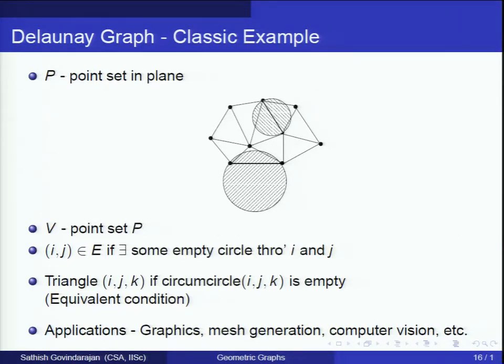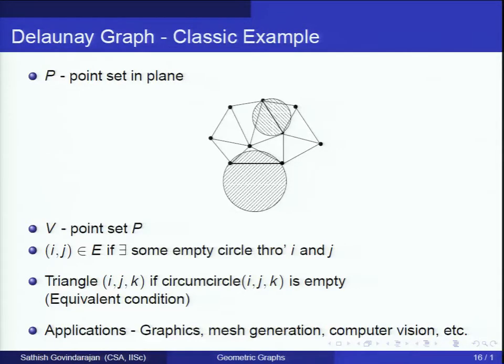There is a very classical and important graph called the Delaunay graph, or Delaunay triangulation. I'm going to use this as an example of a proximity graph. What is this graph? You are given a set of n points, let's say, and the vertices of the graph are nothing but the points. I will put an edge between 2 points if I can find some circle passing through these 2 points that does not contain any other point in my point set.